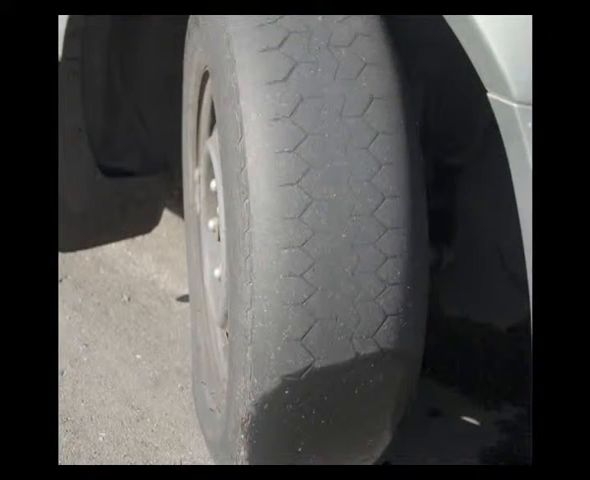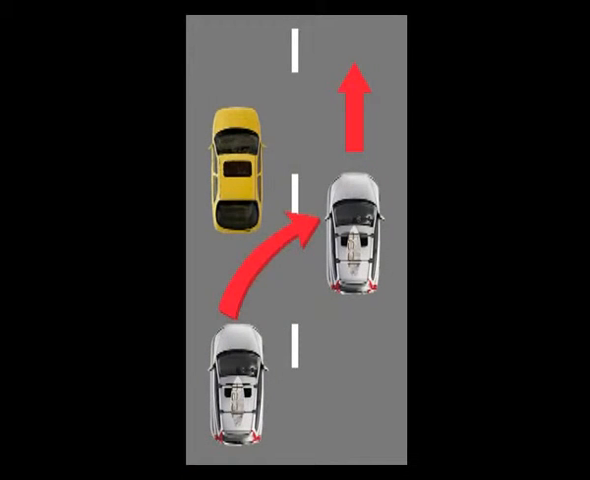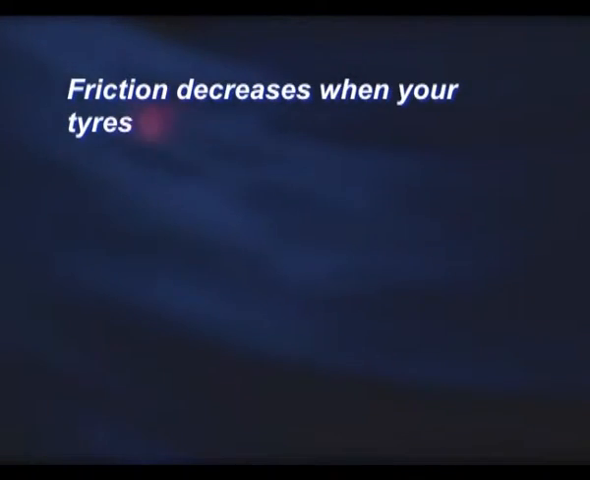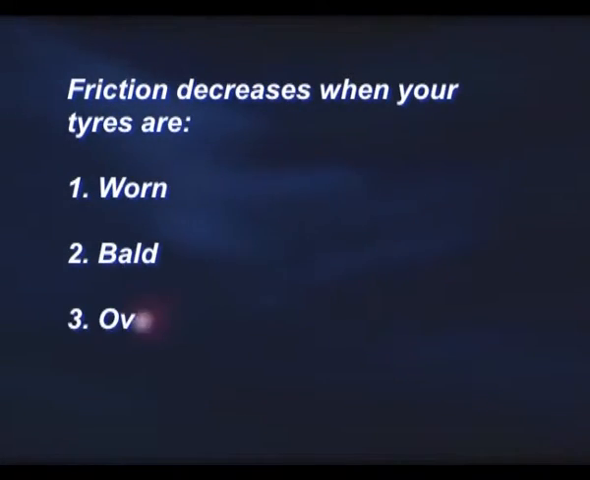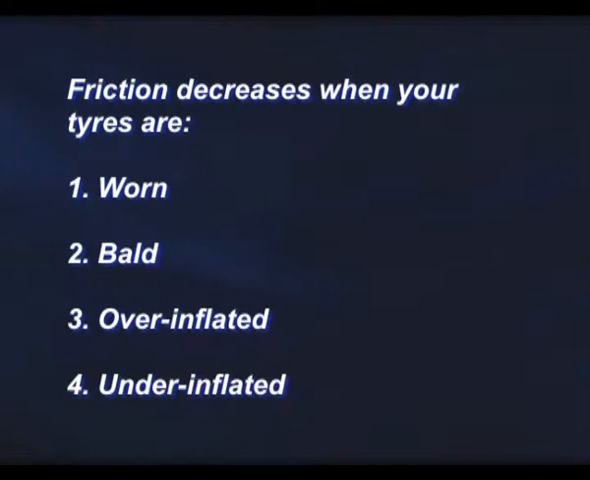For example, if the tyres of your vehicle are bald or worn, your vehicle is unsafe. Friction makes your tyres grip the road, allowing you to control your vehicle. When the level of friction is reduced, your vehicle will not respond as quickly and will take longer to stop in the event of an emergency. Friction decreases when your tyres are worn, bald, over or underinflated.